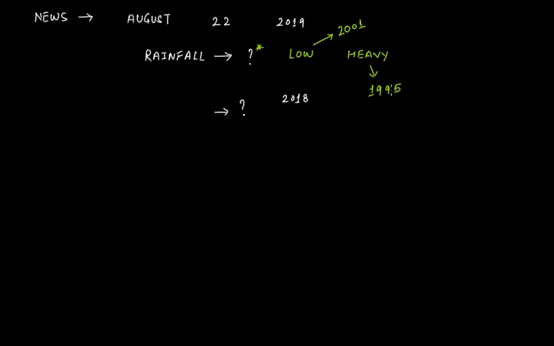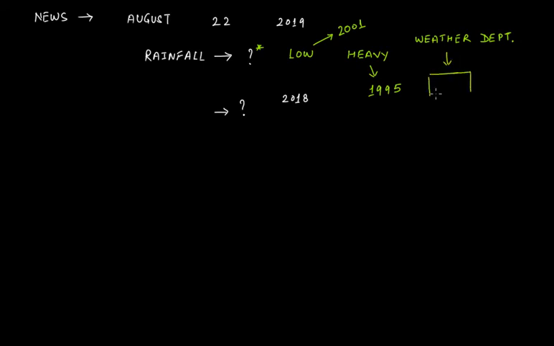Now, just pause for a moment and think, how can they tell all this data? Where are they getting this data from? The answer is that every city or every state or every country has its weather department. Now these weather departments would be having some data, right?